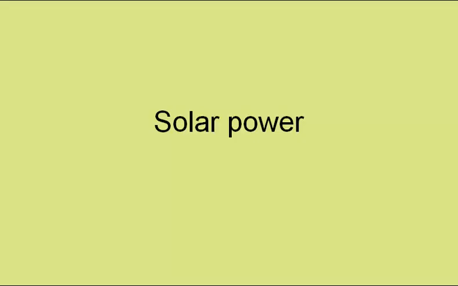Solar power. There are two ways of gaining energy directly from the sun. One is using solar cells or photovoltaic cells to transform the light energy directly into electrical energy. The other is to use the thermal energy by raising the temperature of something, generally water.